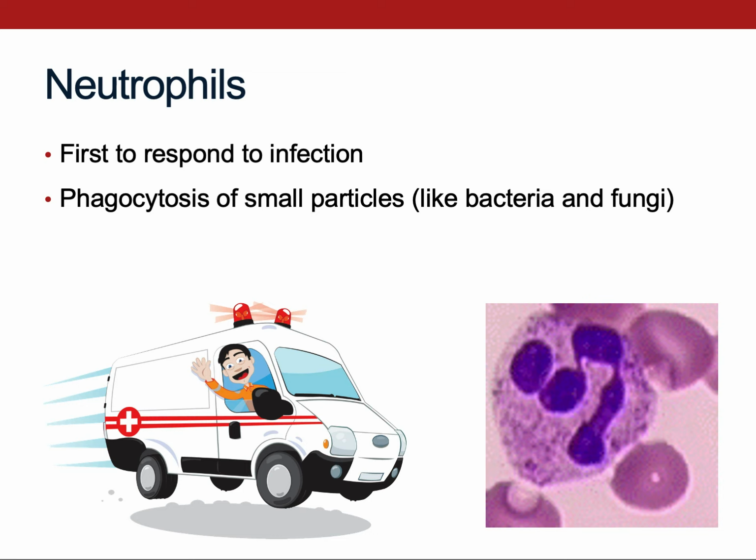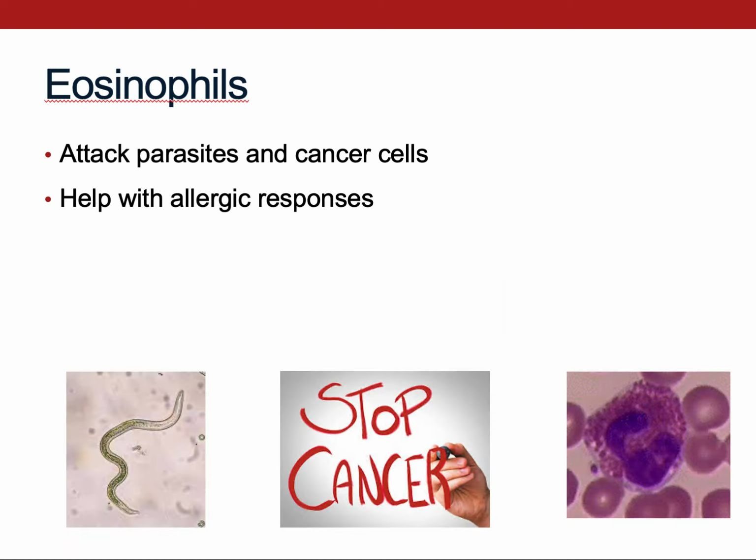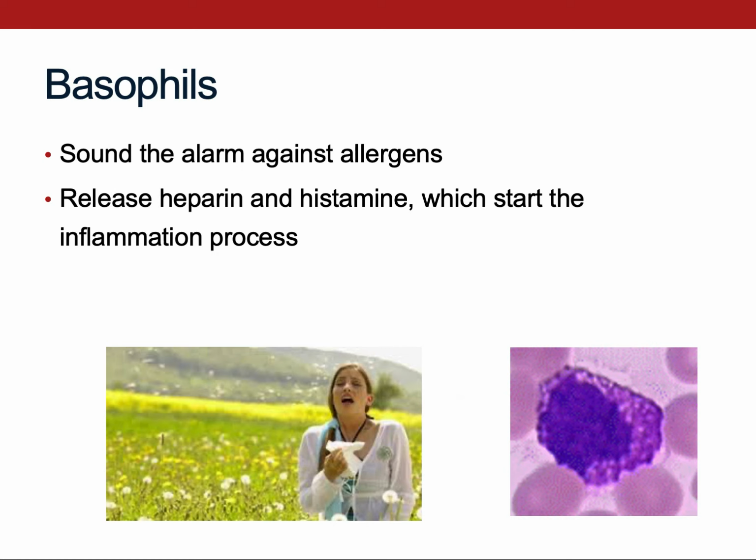Neutrophils make up the majority of white blood cells, and they are the first to respond to infection. When they respond to infection, they carry out phagocytosis, or cellular eating, of small particles like bacteria and fungi. Next, we have eosinophils. That's not spelled wrong, but Microsoft thinks it is. They attack parasites and cancer cells and help with allergic responses. The key word there is help, because they are not the primary white blood cell responsible for allergic responses.